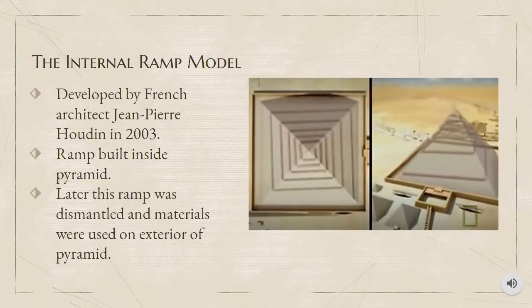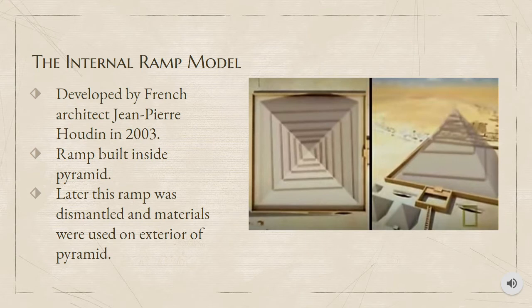The final theory of the ramp model theories is the internal ramp model. This theory was developed by a French architect, Jean-Pierre Houdin, in 2003. The internal ramp theory suggests that a ramp was originally created on the inside of the pyramid to aid in the construction of the pyramid.